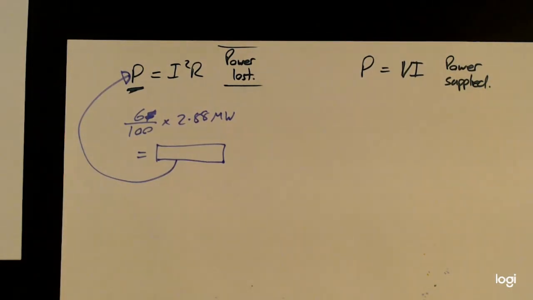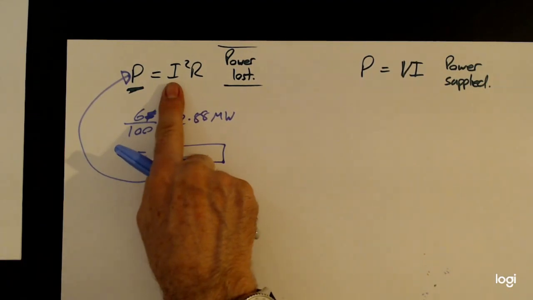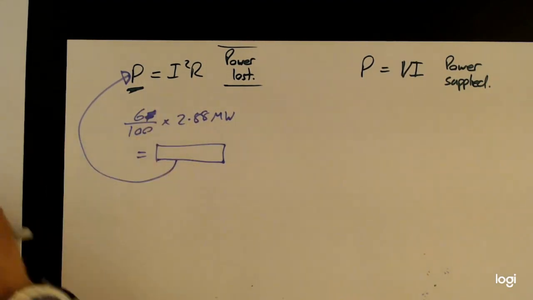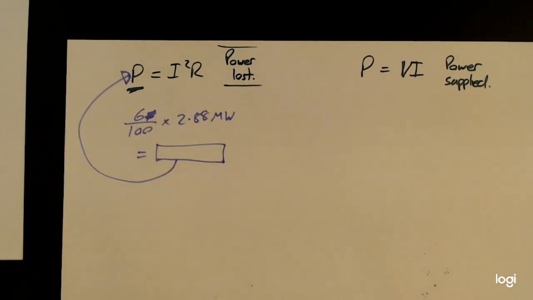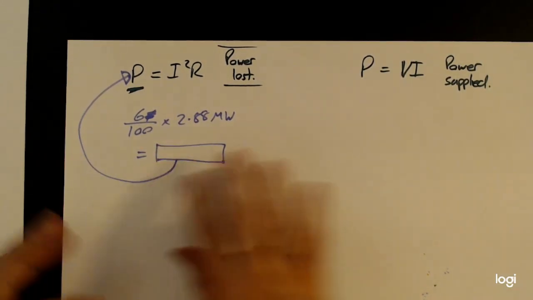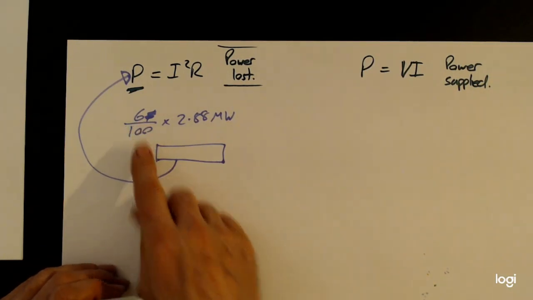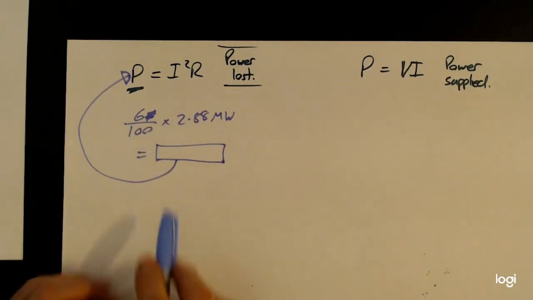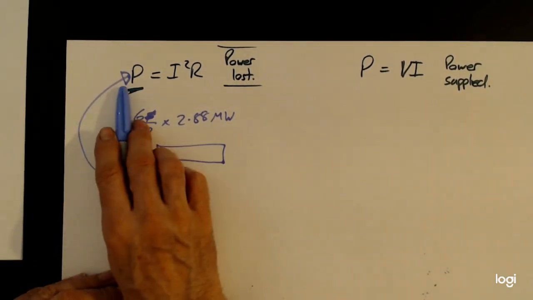Okay. Now, which I do we have? Because we're being asked for the resistance. So I'll calculate the maximum total resistance of the transmission wires, which will allow this system to only lose 6% and not any more. All right. So the 6% of that, that's the P. What's the I?